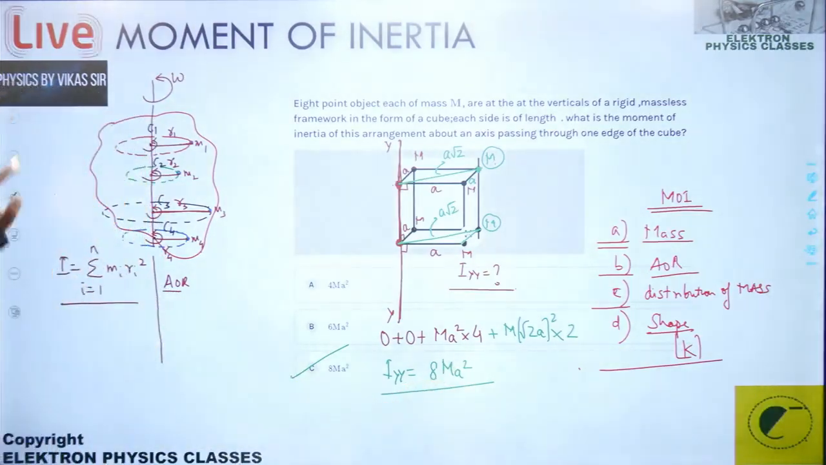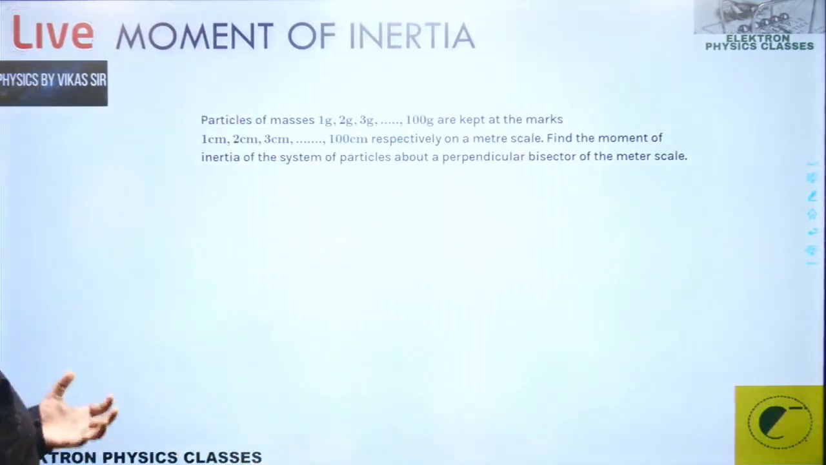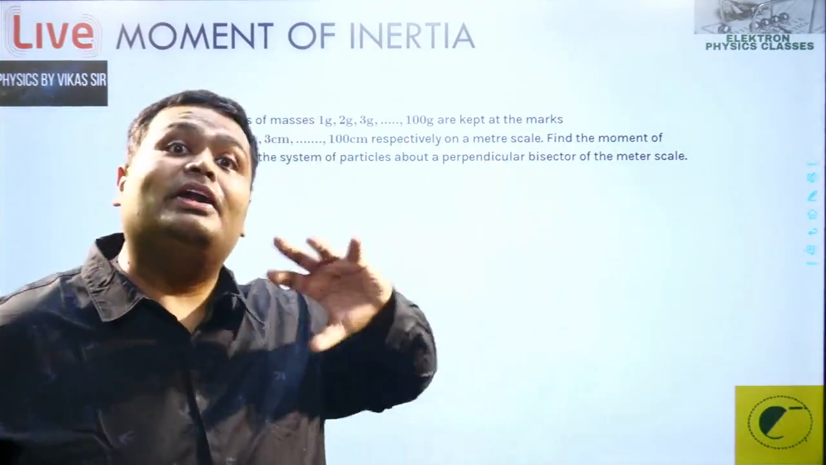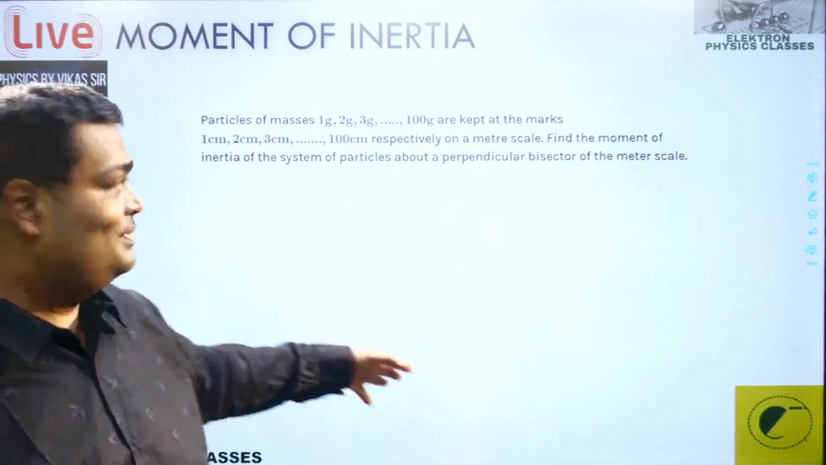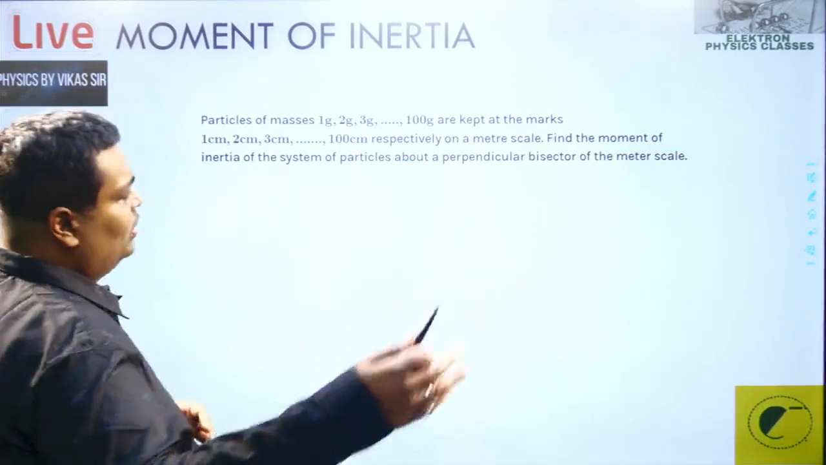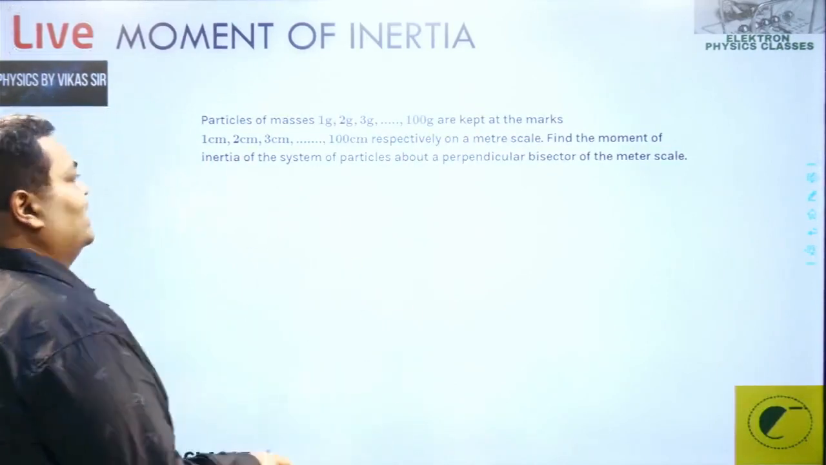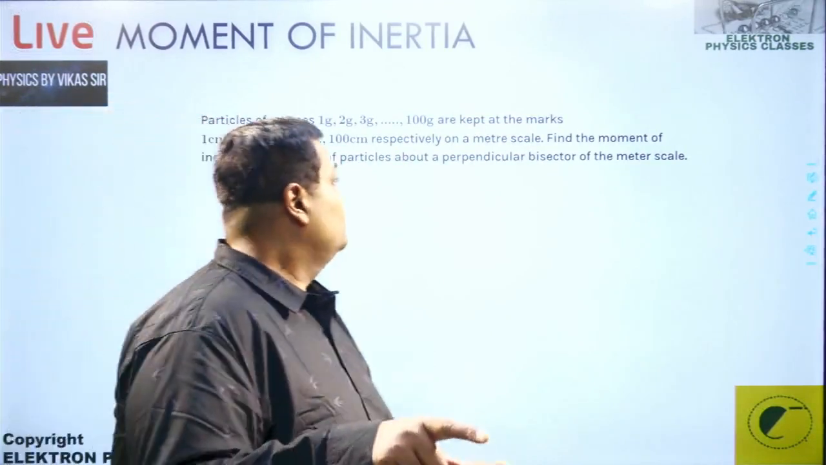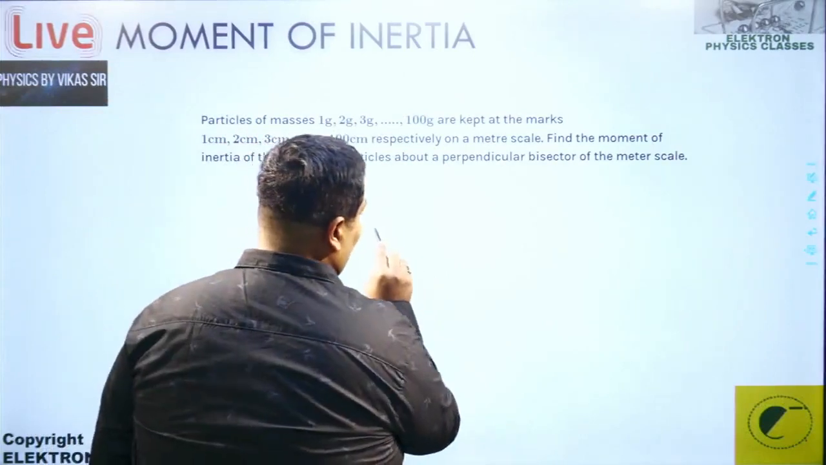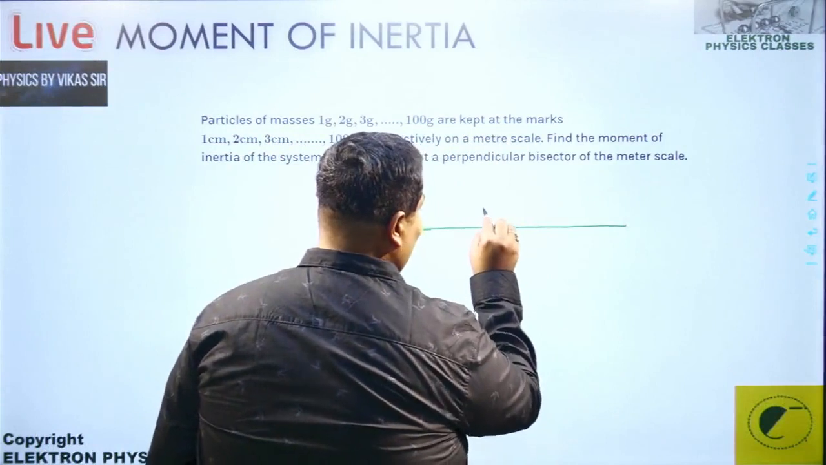So let's move forward and do a very nice question. The question is like this. We have many particles, 100. So why take 12, 14, 16? We decided to take 100 particles, kept there at the marks 1, 2, 3, and so on, and find the moment of inertia of the system about the perpendicular bisector of the meter scale. It's not telling the center of mass. It's telling about the perpendicular bisector of the meter scale. Do we know what a meter scale is? We must. That's a meter scale, and that's the 50 centimeter mark.